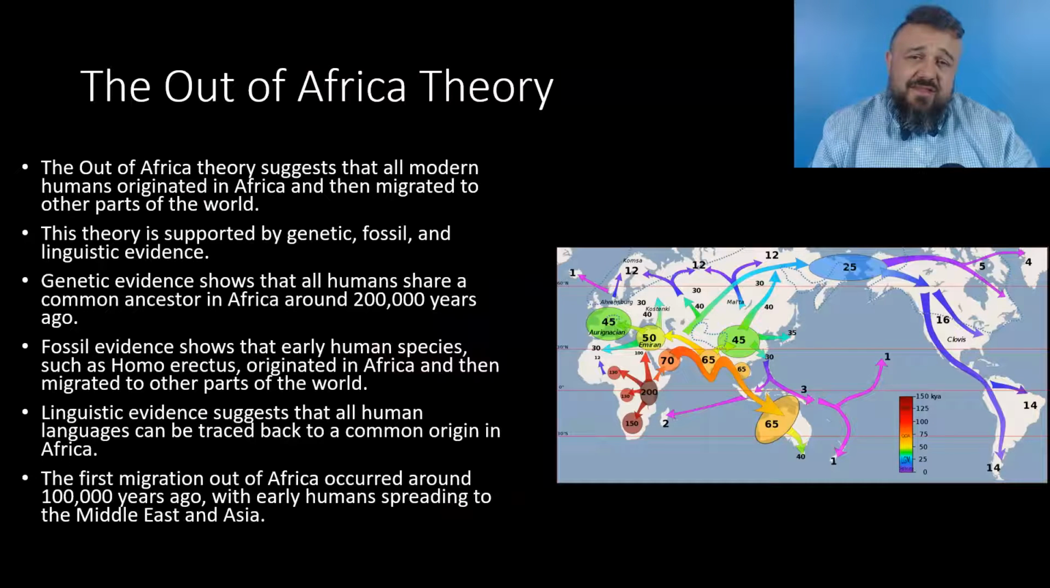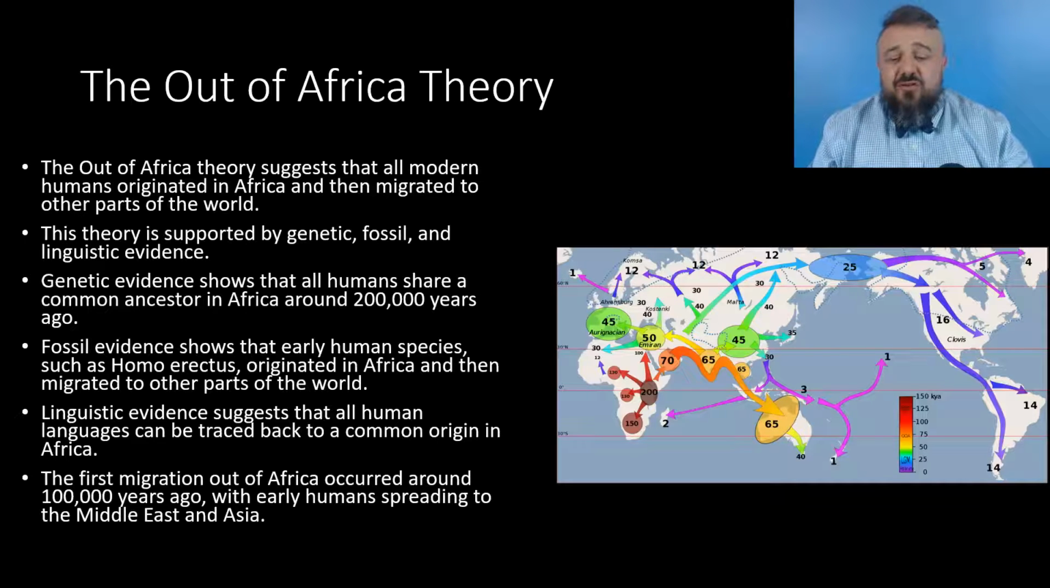So the out of Africa theory is pretty simple. It suggests that all modern humans originated in Africa and then migrated from there to other parts of the world. There is loads of evidence to support this. We have genetic evidence, linguistics, that's the languages evidence, fossil evidence, and so on. And there's other stuff as well.